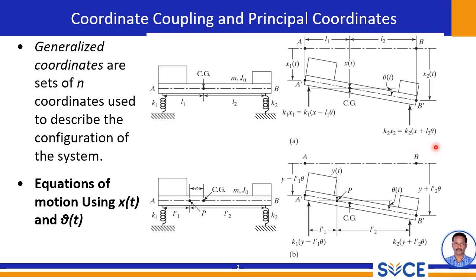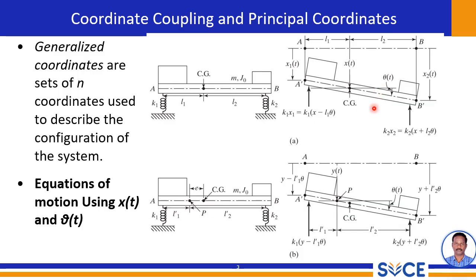Once again, I emphasize the forces. Forces exerted by the springs are proportional to the displacements. Therefore, the force from spring K1 is K1 (x minus L1 theta) and the force from spring K2 is K2 (x plus L2 theta). These forces will cause the beam to move and rotate.